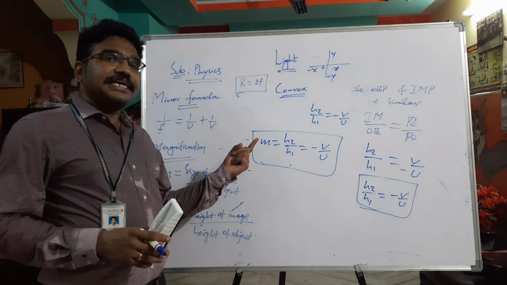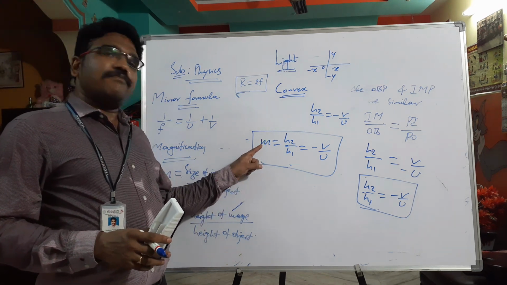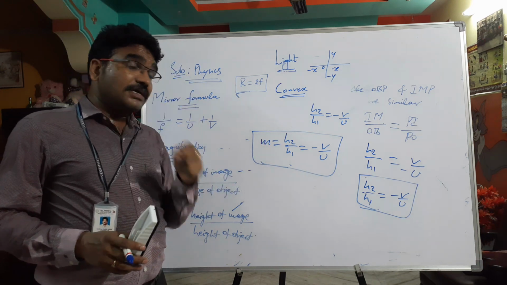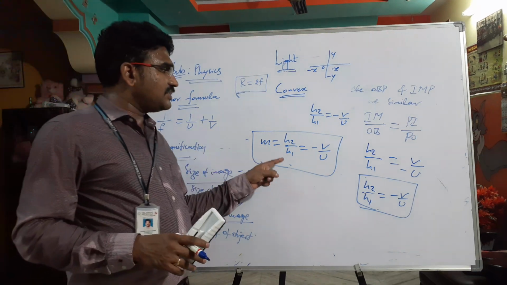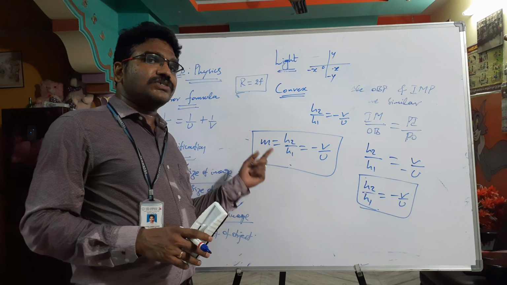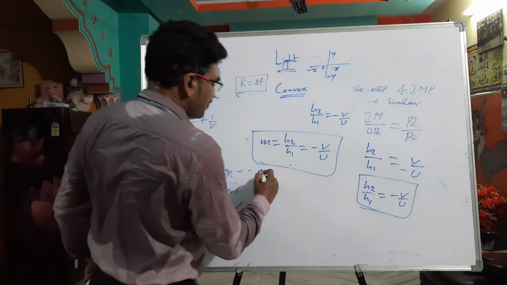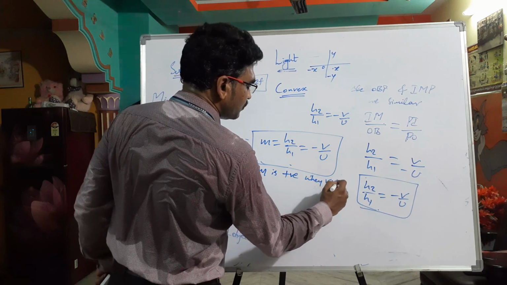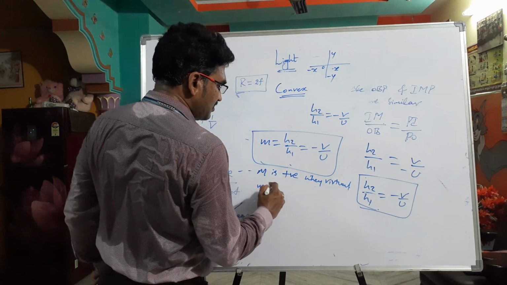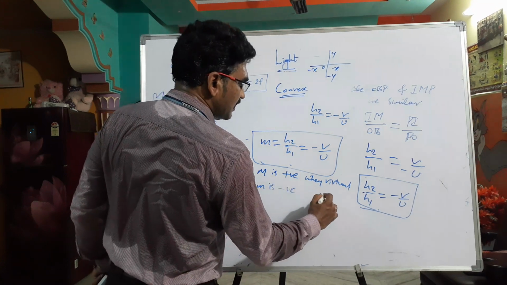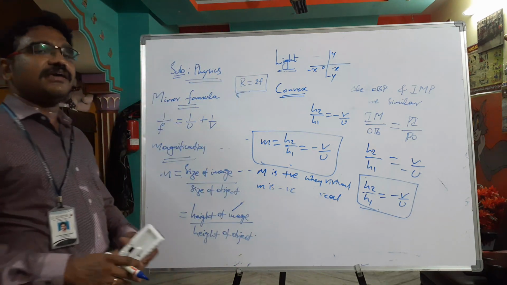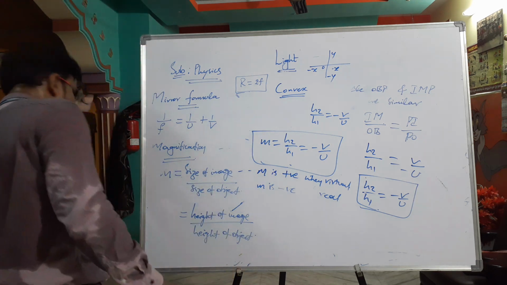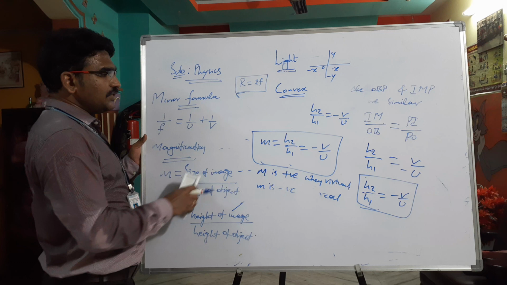Now we have to understand, if it is a real image, magnification M is equal to minus H2 by H1. It becomes minus H2 by H1, which means it is going to be negative. If it is a virtual image, H1 is positive, H2 is also positive, then M is positive. So M is positive when it is virtual. M is negative in real. If it is real, M is going to be negative. This is what you should understand. So magnification M is equal to H2 by H1 is equal to minus V by U. This you need to understand.